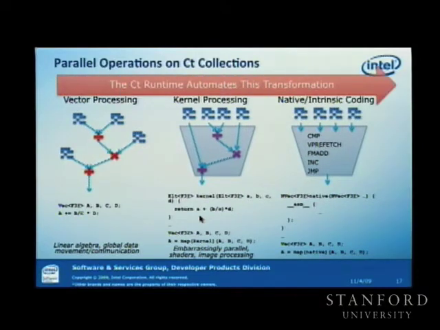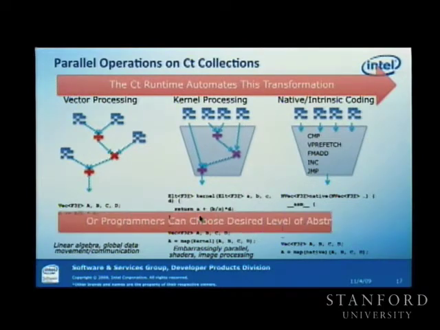The nice thing is, while the CT runtime conceptually automates this transformation, developers can pick and choose what they want throughout their application. You're not in one mode or the other. You can use one place, array syntax in another, native interfaces in another. You can freely mix them. So you have maximal flexibility in terms of the style of data parallelism you want to use.